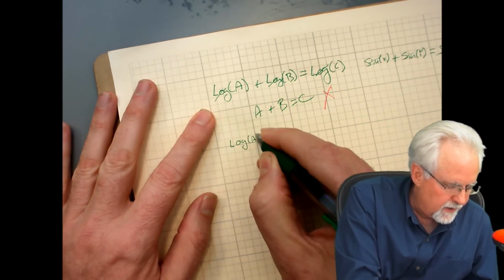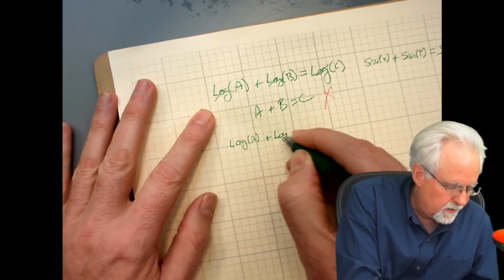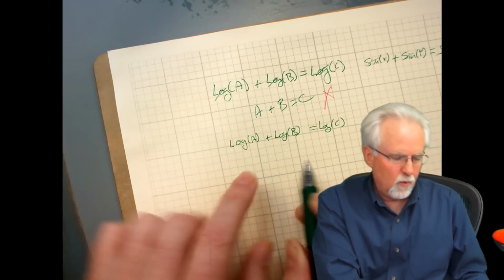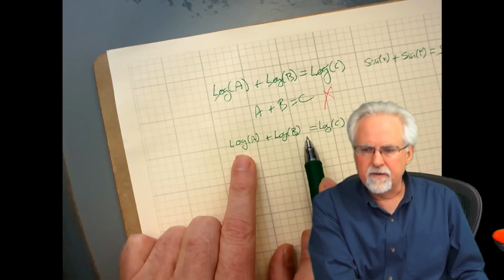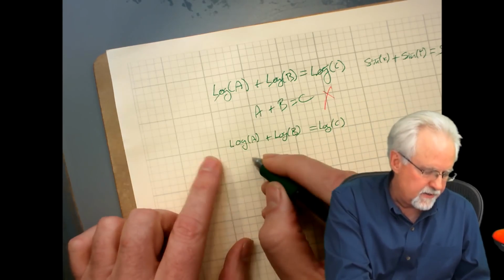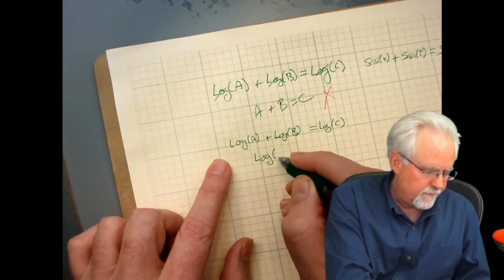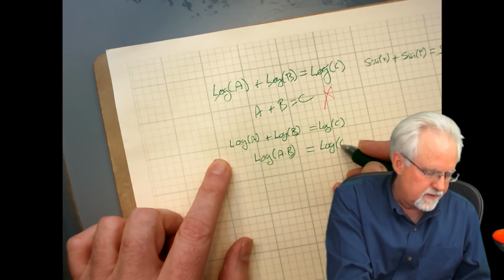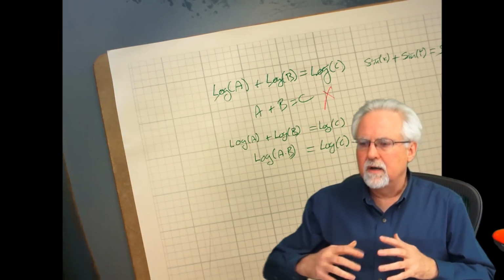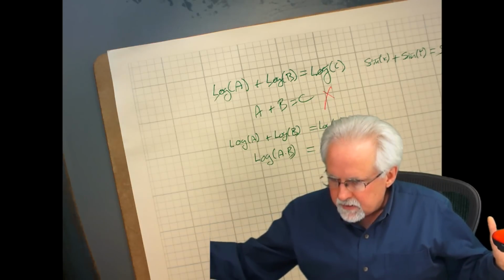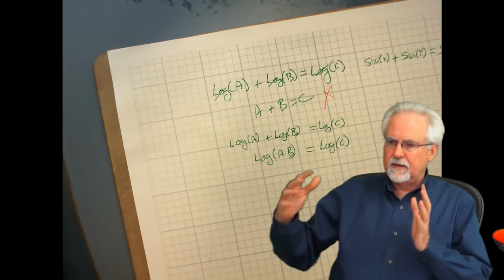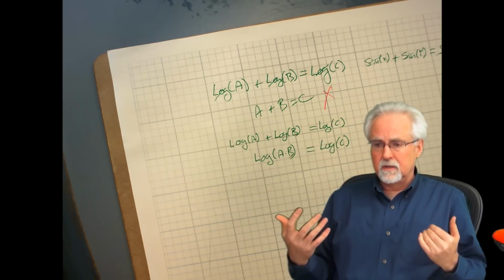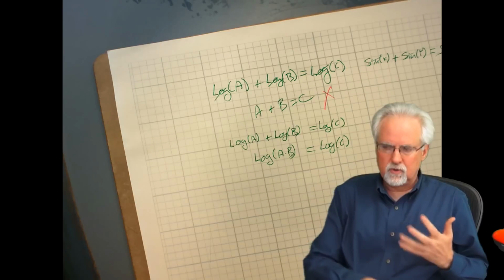Log of a plus log of b is equal to log of c. Well, how do you combine log of a number plus log of a number? That is equal to log of a times b, which is equal to log of c. Now I have log of something on one side, and on the other side log of something else. At this point I can undo the log. You can see at this point the logs would drop out.